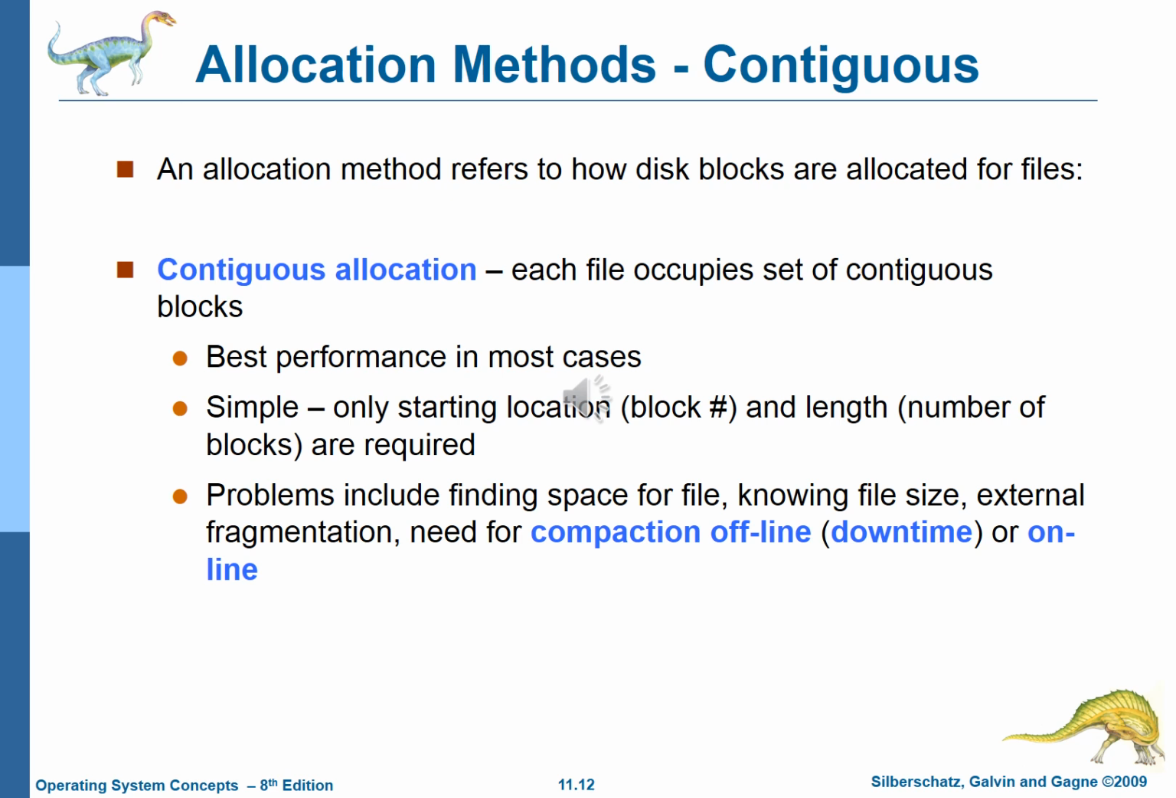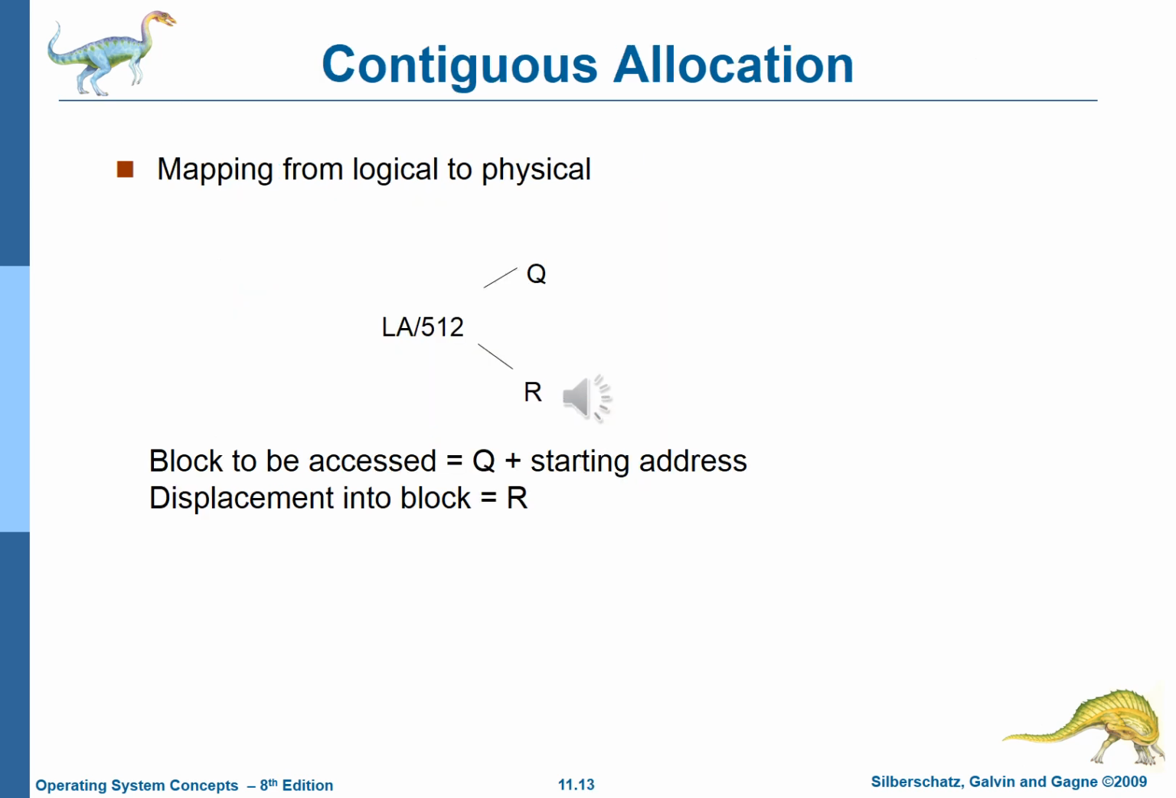So how should the blocks be stored? How are these blocks allotted to files? One of the allocation methods is contiguous allocation, meaning each file occupies contiguous blocks. This has very good performance, but the problem is that if a file grows, it is difficult to find new blocks. New blocks may be available, but they may not be available at contiguous locations. The logical address is given by the block number and the displacement into the block. Q is the block number and the displacement into the block is R.